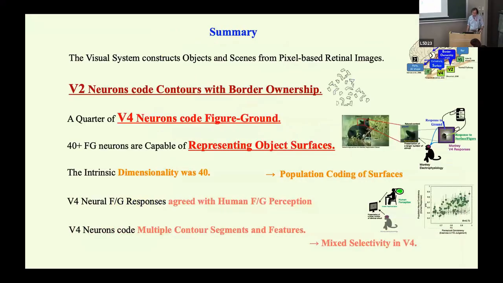So today, I have briefly shown what's happening in the middle of the ventral visual pathway. Specifically, V2 neurons represent contours by detecting border ownership, while a population of neurons represents surfaces by detecting figure-ground, while simultaneously coding multiple component features. Okay, thank you for listening.